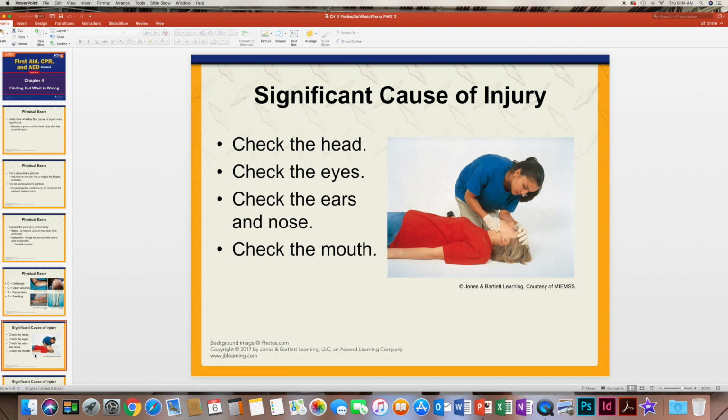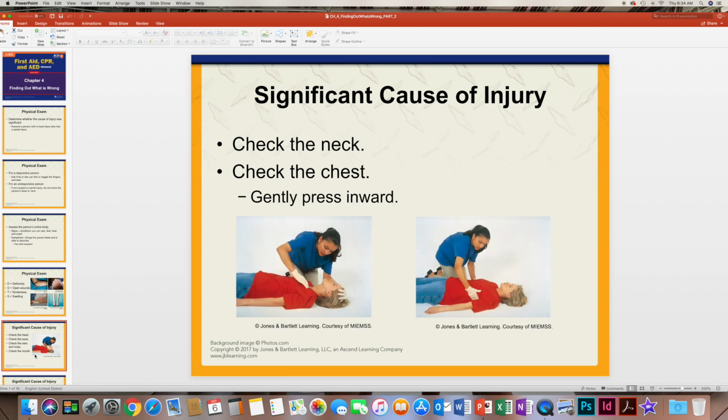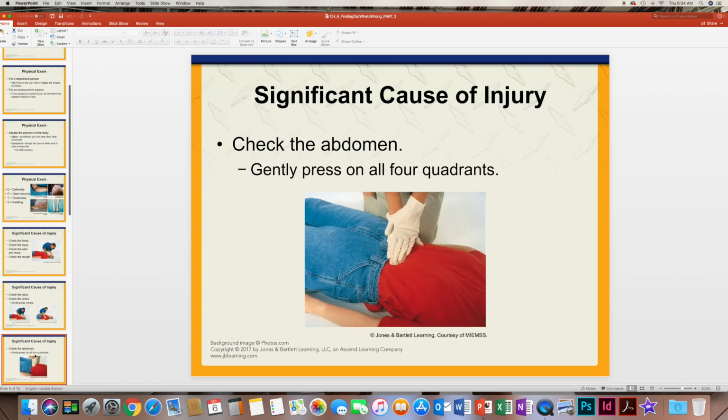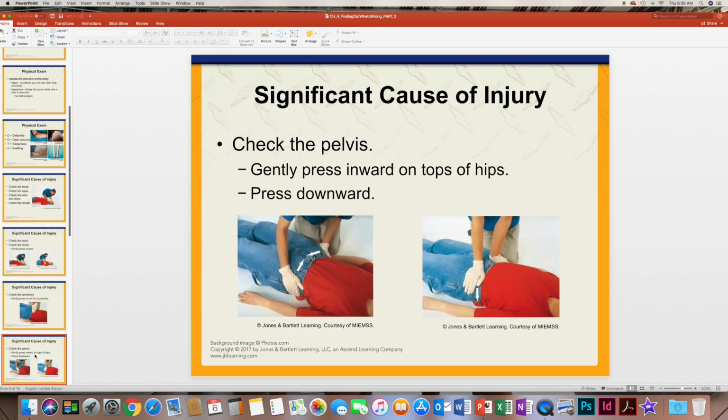When you are checking, make sure that you also look at the neck and the chest. With the chest, gently press inward. See what you're feeling. You need to check the abdomen. With two hands, one hand over the other, gently press on all four quadrants, upper right, upper left, lower right, and lower left of the abdomen. Check the pelvis. Gently press inward on top of the hip and press downward.